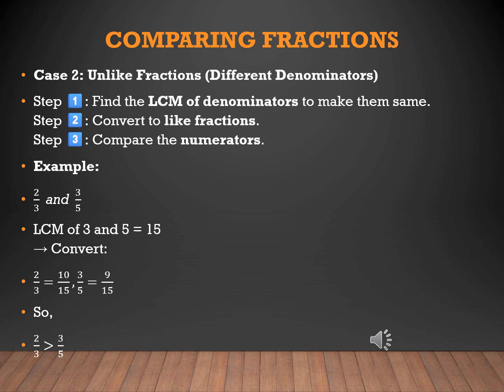Here the denominators are different. So we'll take out the LCM of 3 and 5, that is 15. Now we'll convert them into like fractions. So 2 by 3 is converted to 10 by 15 and 3 by 5 is converted to 9 by 15. Here you can see the denominators are same now. So since the denominators are same, now we can compare their numerators.